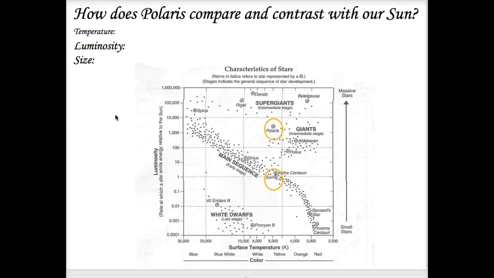So now if you think about it, how does Polaris compare and contrast with our sun? Well, what about temperature? Since they both line up exactly, or pretty much exactly on the x-axis, they're going to be the same in temperature. Since Polaris is much higher on the scale, it is much more luminous. It releases much more energy than our sun. And since it's also higher, it's a bigger star than our sun, and that would explain also why it's more luminous.